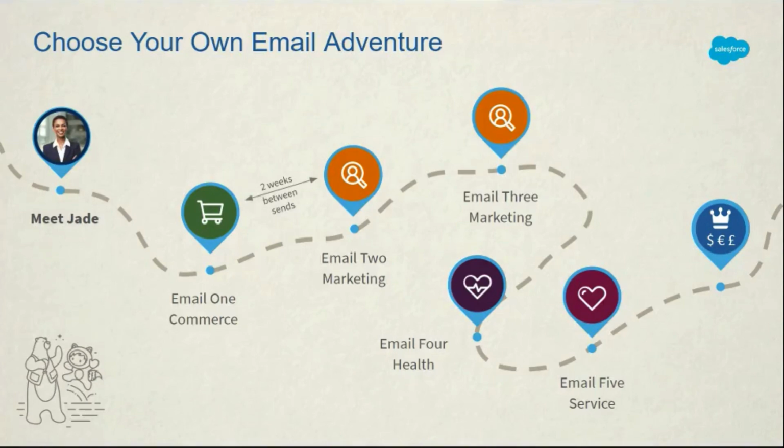2 weeks pass, and she's gone and she's done other activities and researched Marketing Cloud. So what we're doing now is we're actually following her activity and switching the email offers based on what she's actually doing, all the way through her email journey with Salesforce.